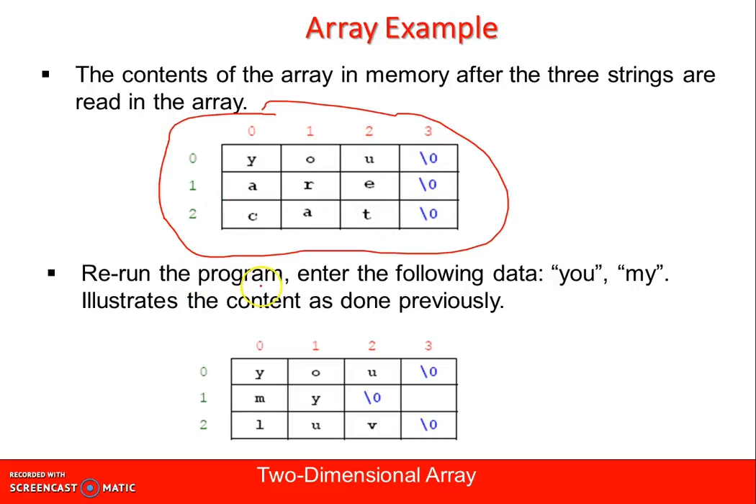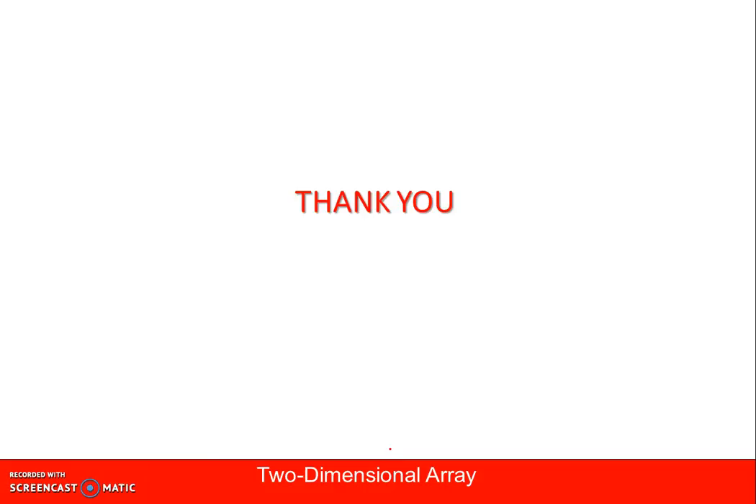Let's rerun the program and enter the values u, my, and love. If you change the values, we will again observe the memory management scheme here, and the values will be changed to u, my, and love. So this is all about the two-dimensional array. Thank you very much.